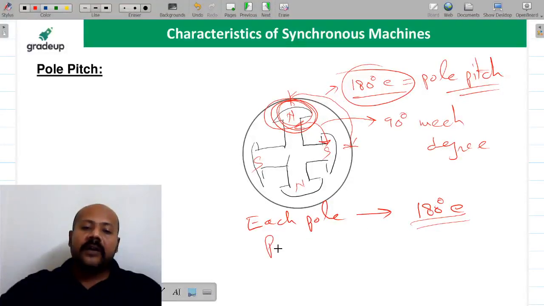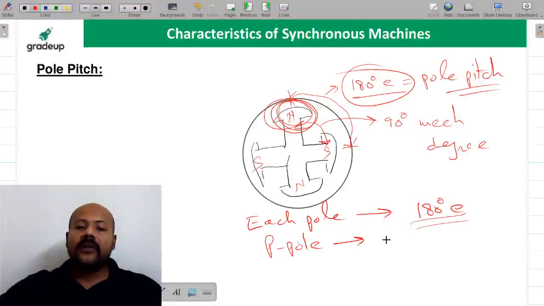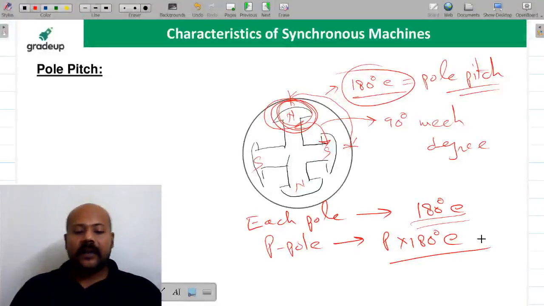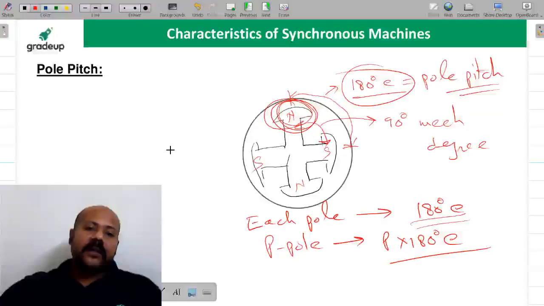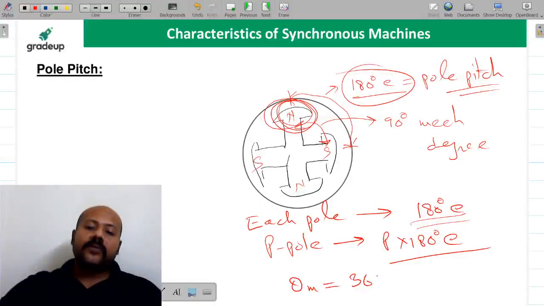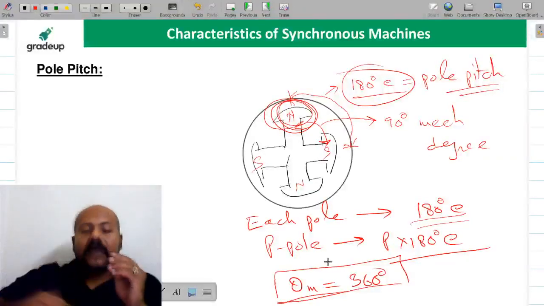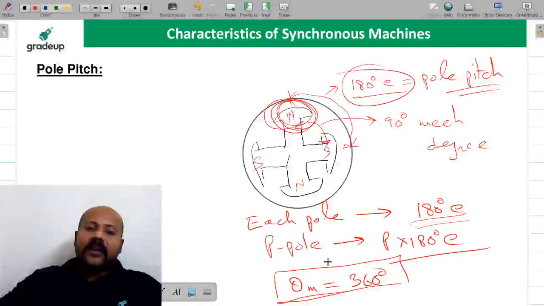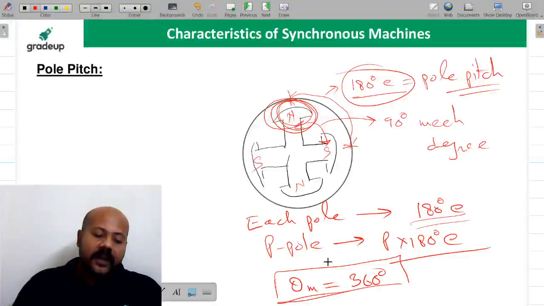Now if you are having a P pole machine beta, so how much electrical angle you are going to have? You are going to have P into 180 degree electrical. I hope it is clear. But the total mechanical angle is going to be 360 degree. Yes or no? If you go in a circular fashion, what is the total mechanical angle, if you are standing on the ground, if your reference is stator.